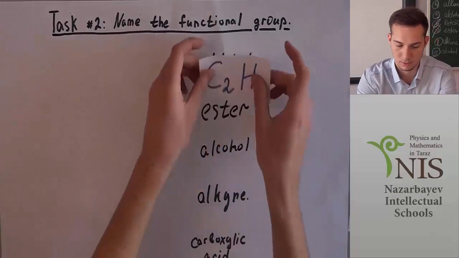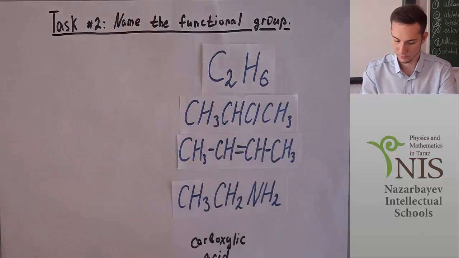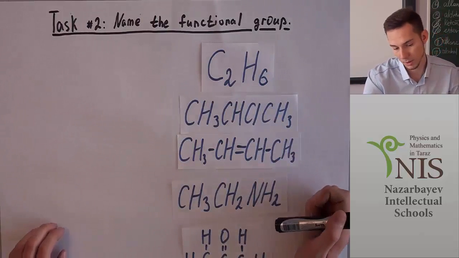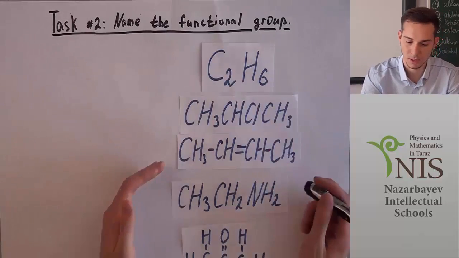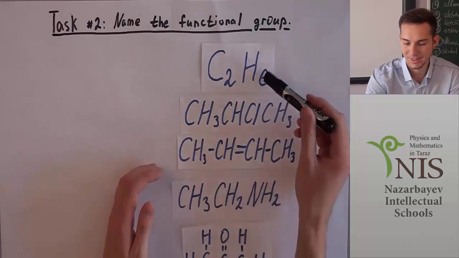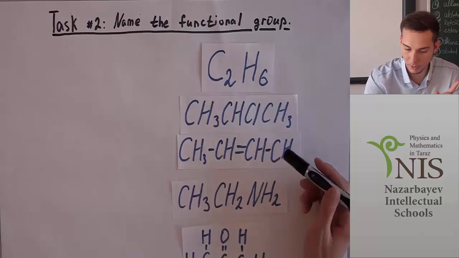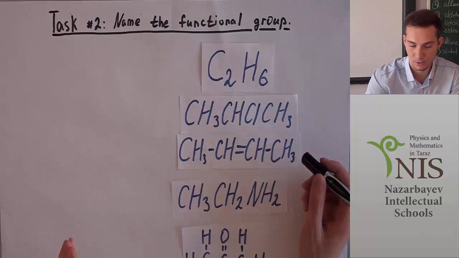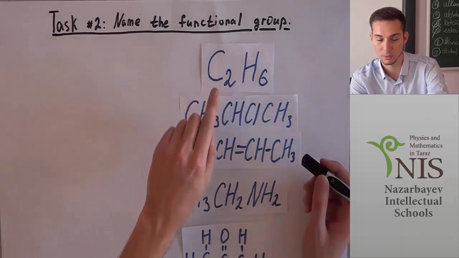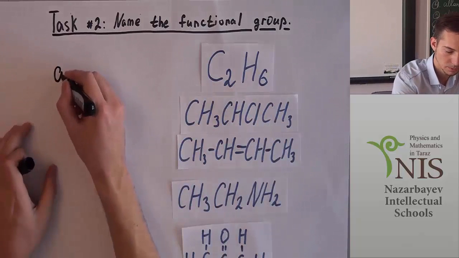Okay, let's start with another. 1, 2, 3, 4 and 5. Okay, let's check this. Here you have hydrocarbon compound. It includes only carbon atoms and hydrogen atoms. Let's count this. 2 carbon atoms and 6 hydrogen atoms. If you remember the general formula for different functional groups, you will notice that this formula will be CnH2n plus 2. So it will be alkane.